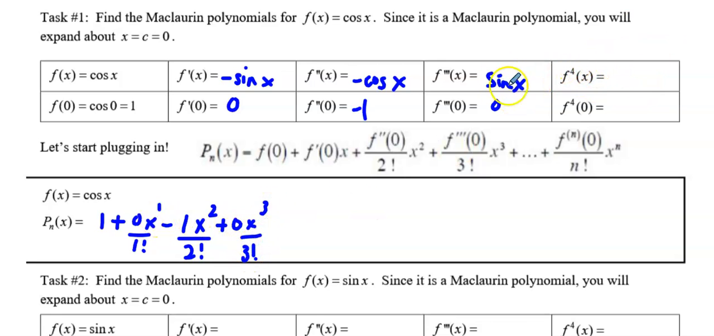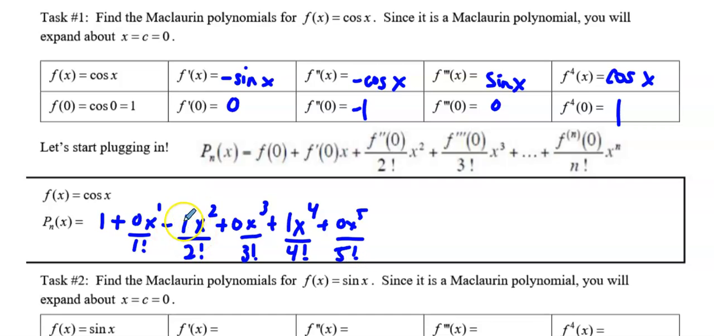And now to the fourth derivative, it's going to be sine again, the derivative of sine, which is going to be cosine. So we're going to start back over, right? We're going to get cosine of 0, which is going to be 1. So then we're going to do plus 1 x to the fourth all over 4 factorial. And just to go on a little bit further here, we're going to do then plus 0 x to the fifth over 5 factorial.